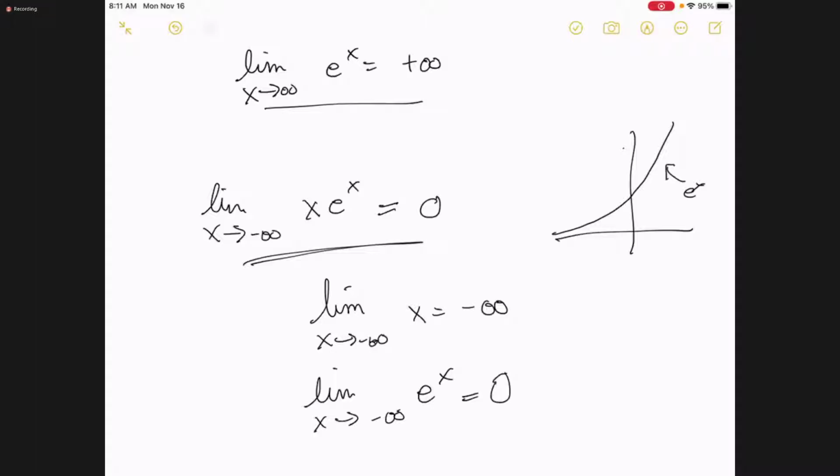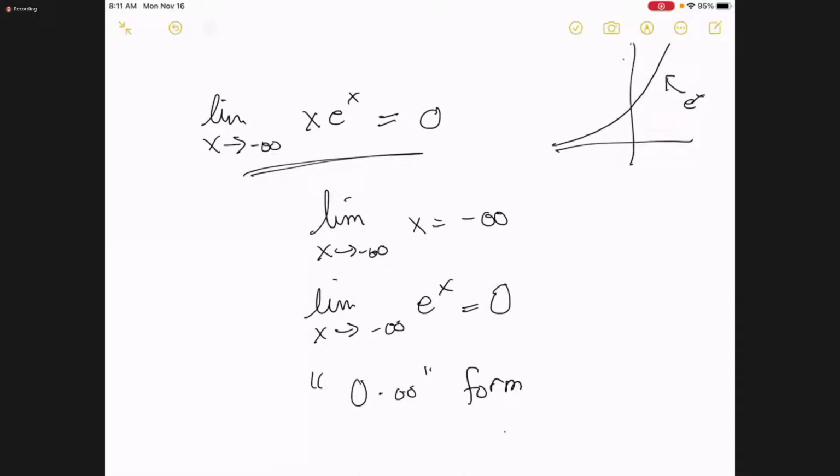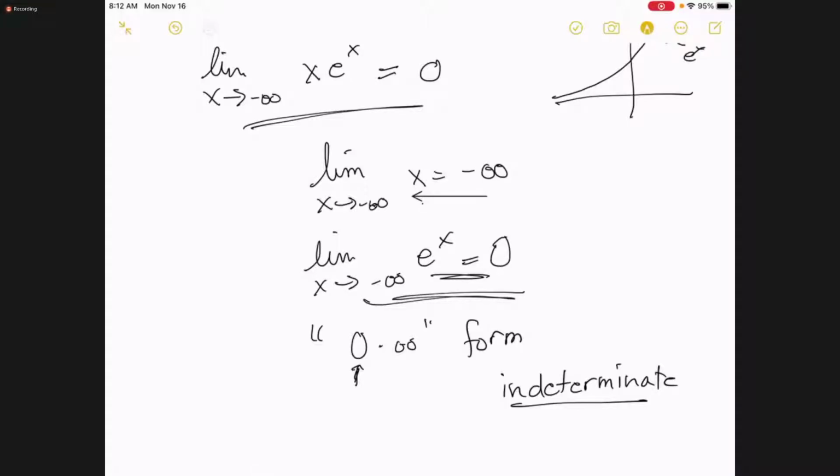Okay, so what's happening here? This is the zero times infinity form, okay? Like zero over zero, we talked about that before. That's a form. It's not a number, it's a form. Or infinity over infinity. And why is this indeterminate? Well, the question is, how fast is the x part going to minus infinity versus how fast e to the x is going to zero? Well, it turns out that e to the x overpowers x because it does stuff so much faster. But let me just tell you that this limit is zero.